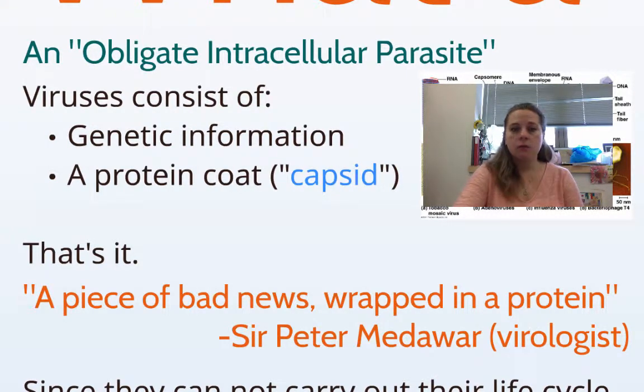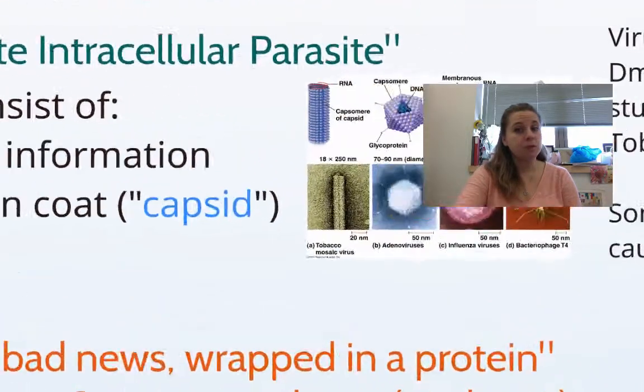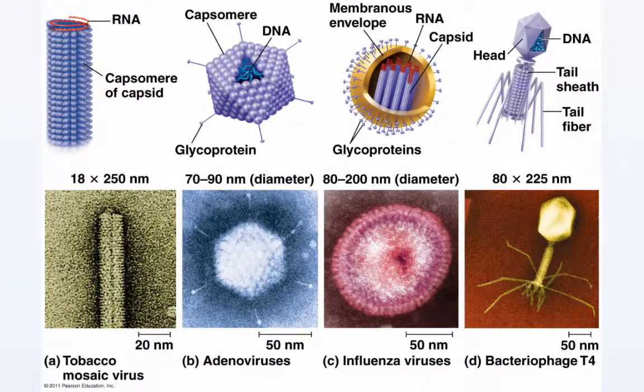But they are made of really two things, two molecules: genetic information, whether that's DNA or RNA, and a protein coat that we refer to as a capsid. And so, yep, that's what they are. So here are some different types that you can have, just some various types of viruses. There are many of them. They all have different interesting shapes.